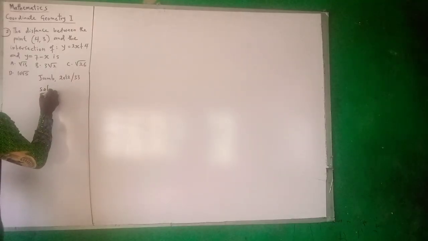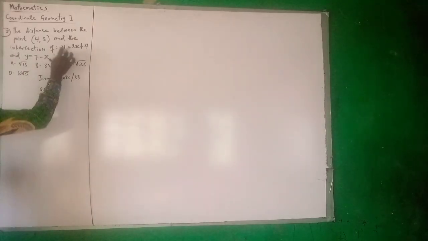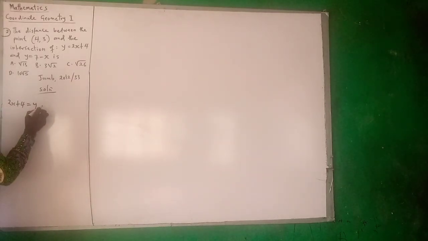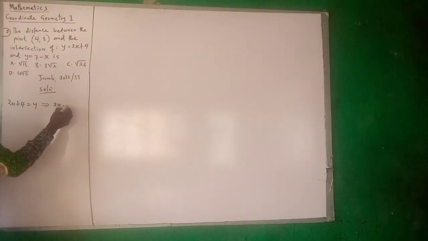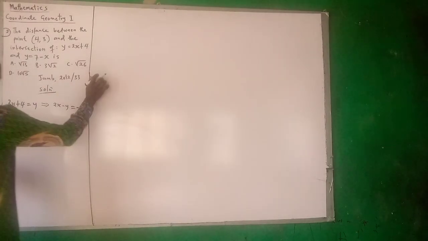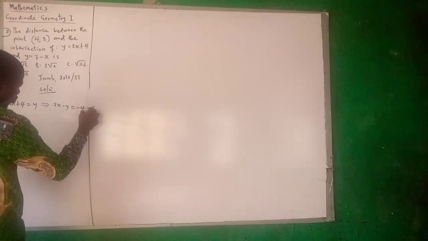Solution. This can be written as 2x plus 4 equals y. And from here, this implies 2x, with this coming this side, minus y, then equal to, this is going this side, minus 4. Then we call it equation 1.